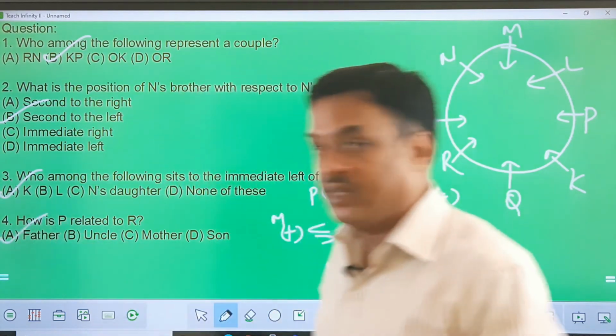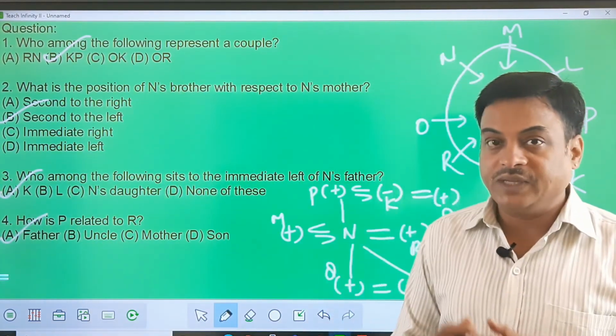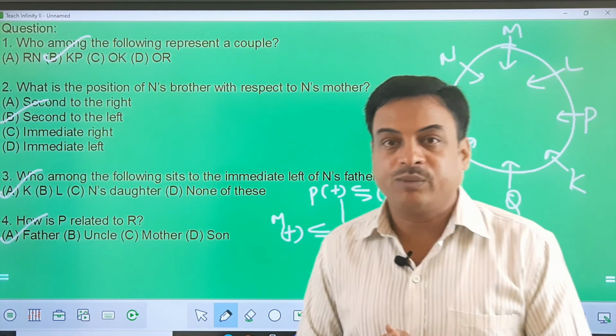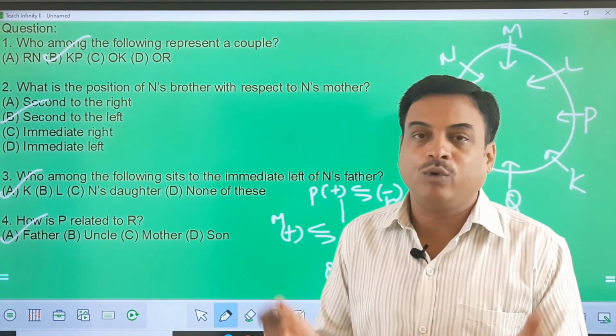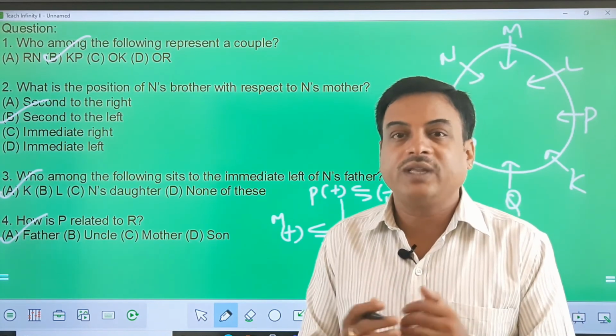So finally the father. Now please understand, it's very easy if you remember some basic points about circular arrangement, and based on that, the more practice, the more flexibility you have, the more ideas you'll get.